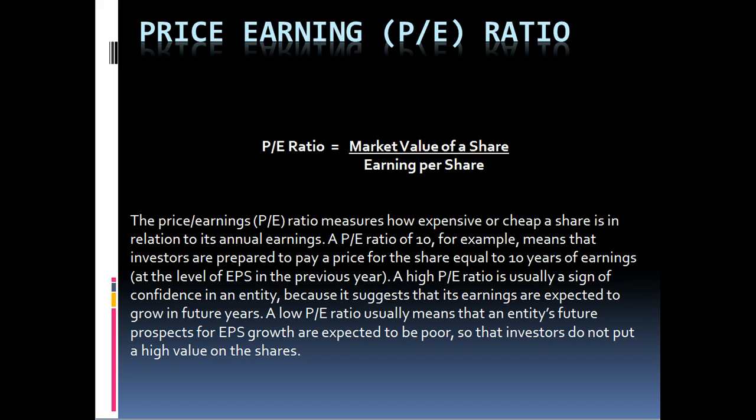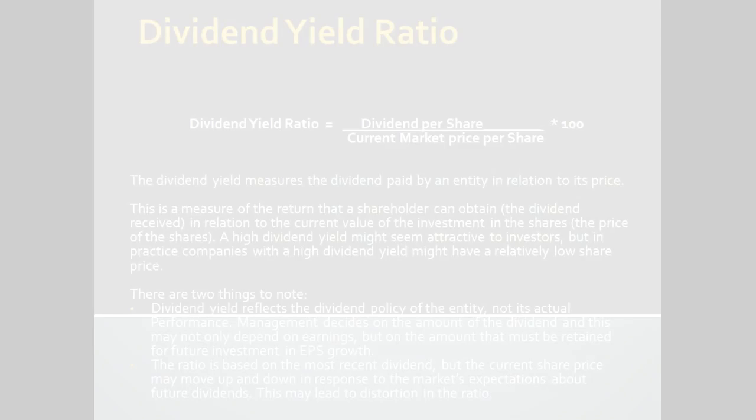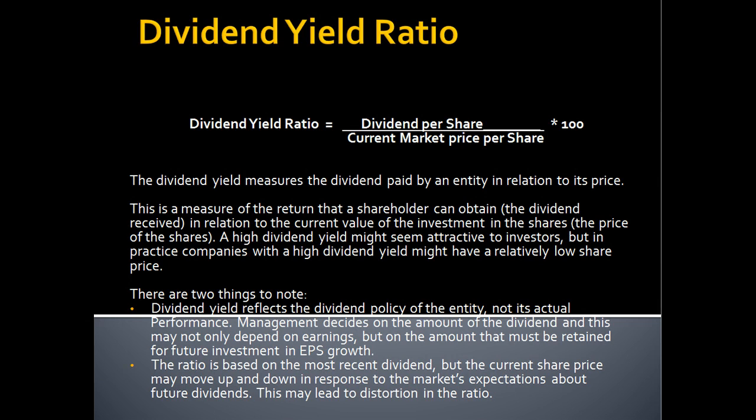Now let's move on towards the next ratio, the dividend yield ratio. The dividend yield ratio measures the dividend paid by an entity in relation to its price. The dividend yield ratio is equal to dividend per share upon current market price per share into 100. This is a measure of the return that the shareholder can obtain, that is, the dividend received, in relation to the current value of the investment in the shares, actually the price of the shares.